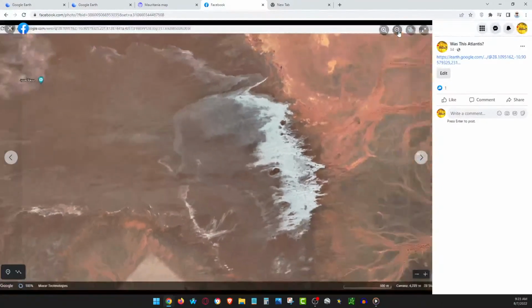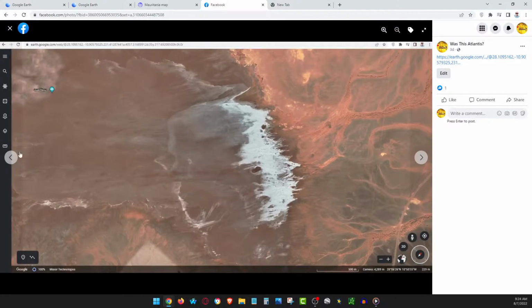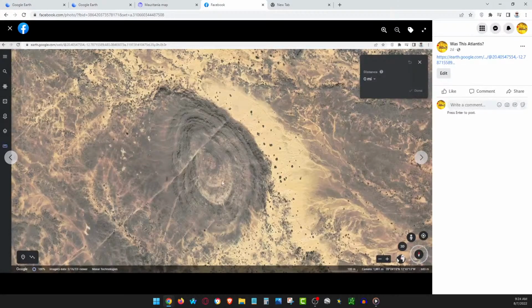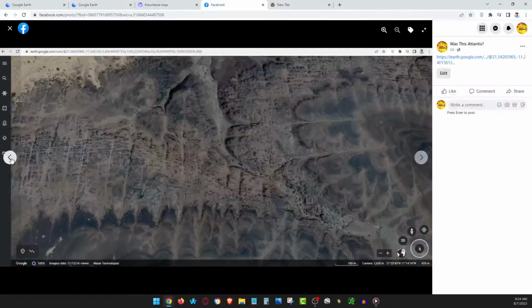Okay, so we got to zoom out. That's just a random shape. It looks like Elton John or somebody. Okay, so this thing I showed you yesterday, but I didn't realize that there was another one right next to it.